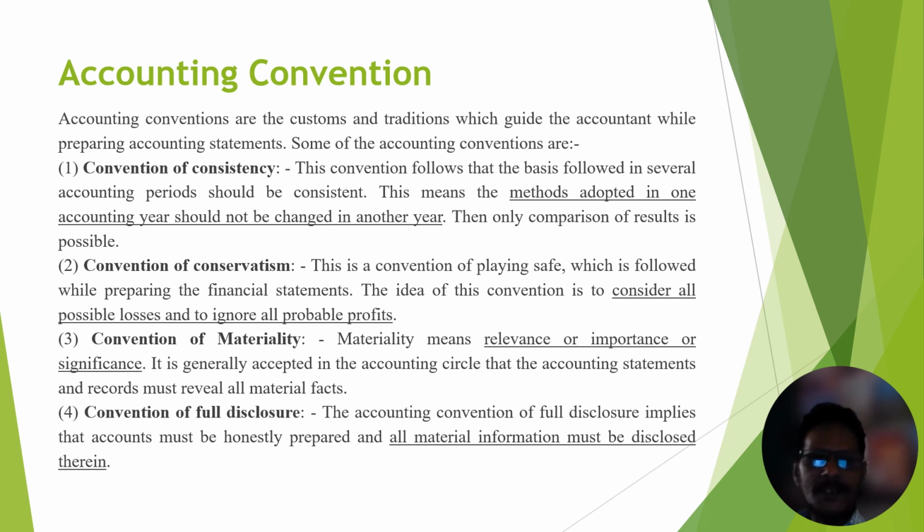The next one is the convention of materiality. Materiality means relevance, importance or significance of any transaction. It is generally accepted in accounting circles that the accounting statements and records must reveal all material facts. If we have any important item or transaction, whether its value is low or high, if it is important, then show it in the books of accounts separately. Suppose we pay audit fees; whether the amount is very low or very high doesn't matter. Auditing expenses are an important part, showing relevance, so we have to show them separately in the books of account.